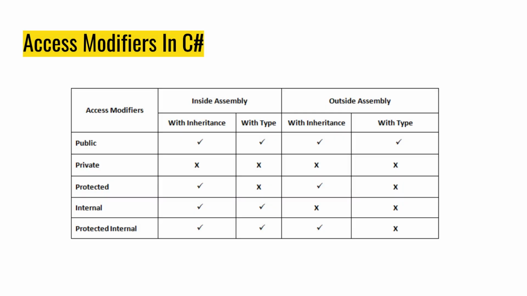And here you can see access modifiers in C#. Public, private, protected, internal, and basically the key thing here is that internal and protected internal are for assembly scope, and others are for global scope, for outside assembly as well as inside assembly.